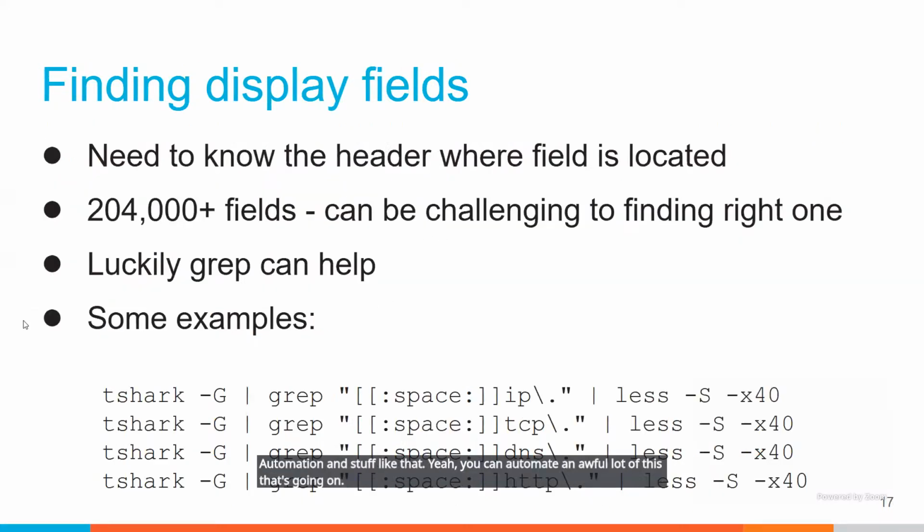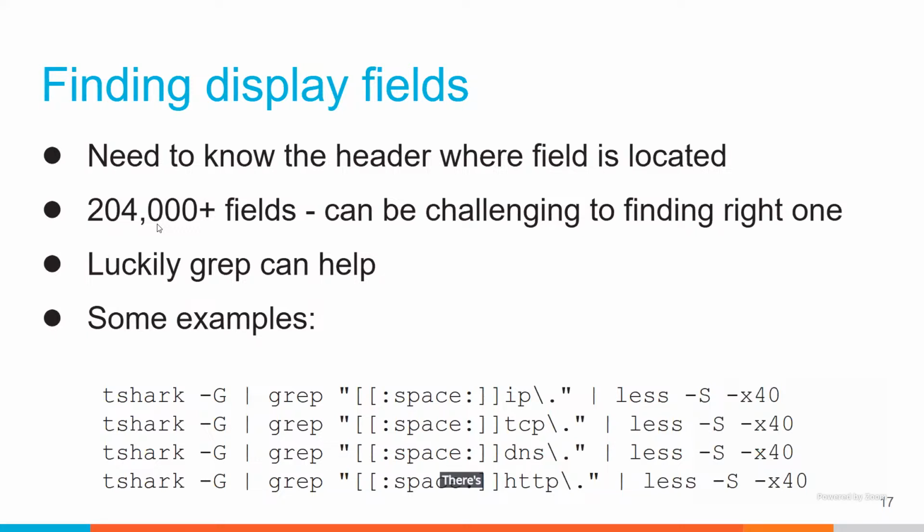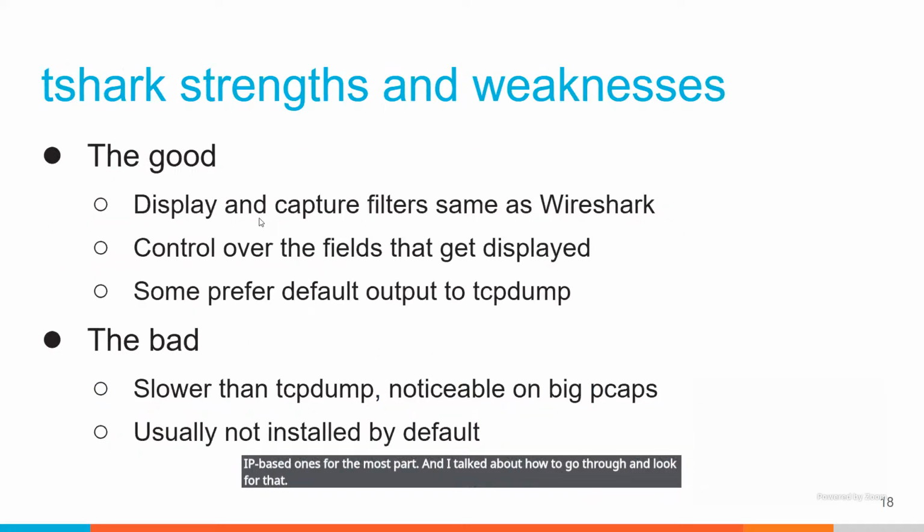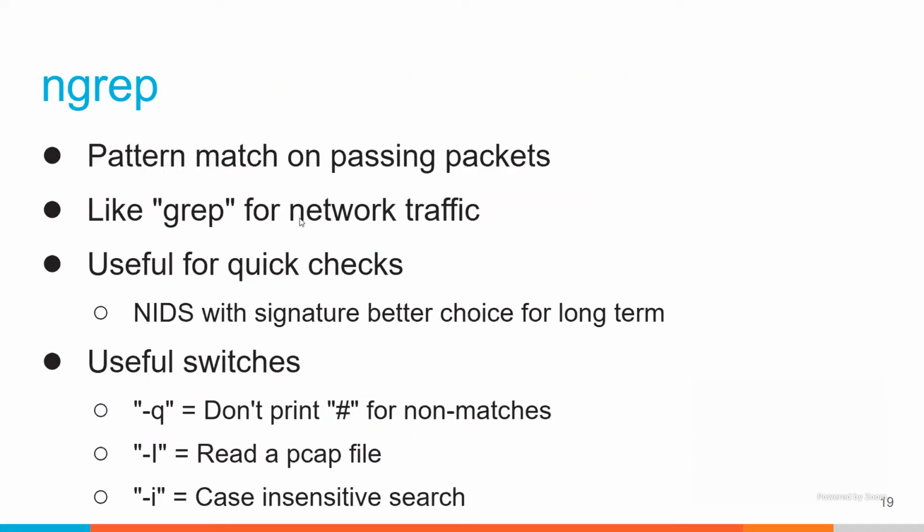I was trying to give you a total of how many display filters there are. Look at that, 204,000. There's a lot. You won't ever need 204,000. You'll probably stick with the IP-based ones for the most part. And I talked about how to go through and look for that. So the strengths and weaknesses of T-Shark, we talked about that, and ngrep.